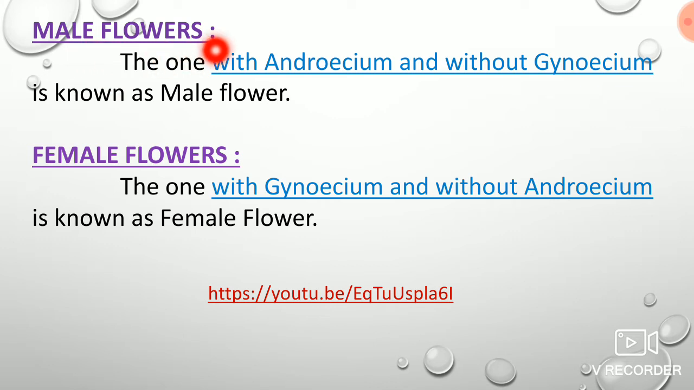Male flowers. The one with androecium and without gynoecium is known as a male flower. Female flowers are opposite to male flowers. The one with gynoecium and without androecium is known as a female flower.